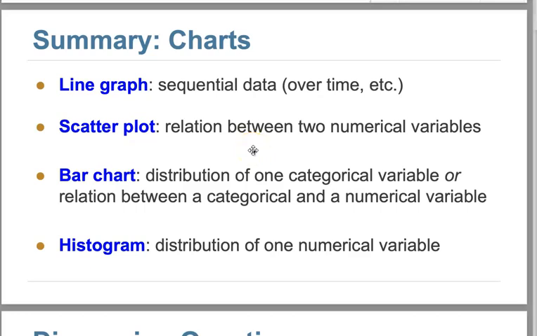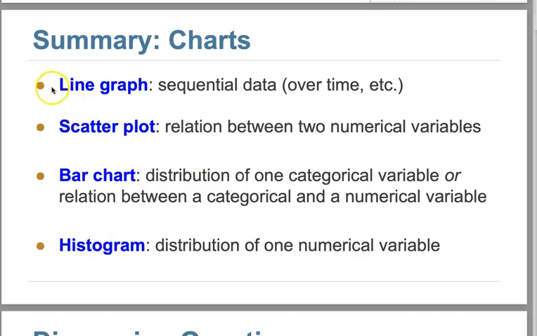Let's review and give a summary about the charts we learned. So far, we learned 4 different charts. We have line graph, scatter plot, bar chart, histogram. So the line chart and the scatter plot and histogram, they're all working on the numerical attribute.